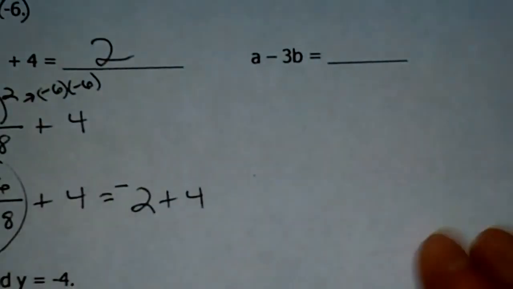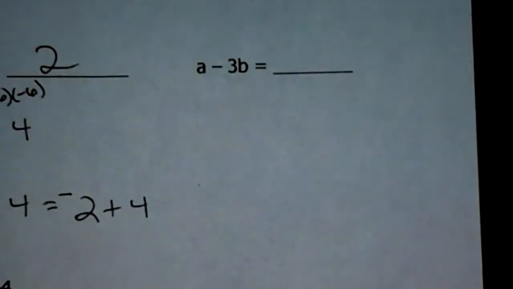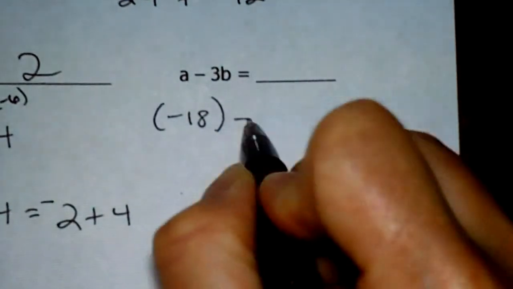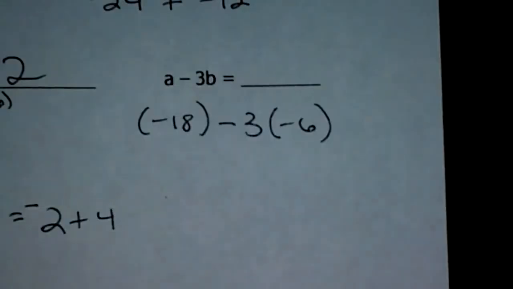All right, last one like this. I have a minus 3b. Remember, before you do any keep, change, let's plug values in. So we said a was negative 18, minus b is negative 6. And the number next to the letter means multiplication. Now we can do keep, change.